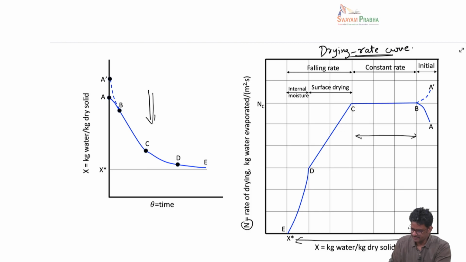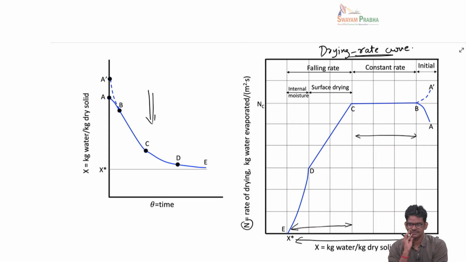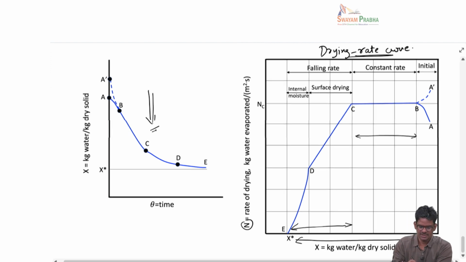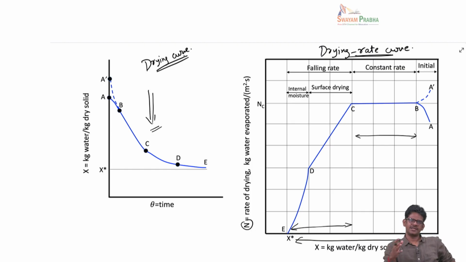And then there is another level between here to here, where the drying rate decreases with the moisture content. Okay, so these are very much a characteristic feature of this drying curve itself. So this is a drying curve, this is a drying rate curve. So we may ask, why is the drying rate constant over a certain moisture content, and then after that why is the rate decreasing?